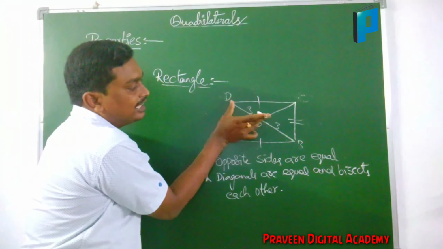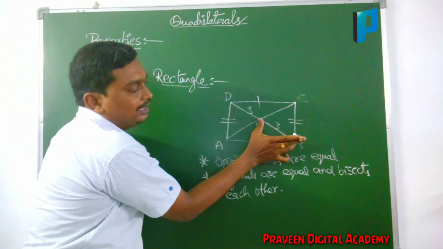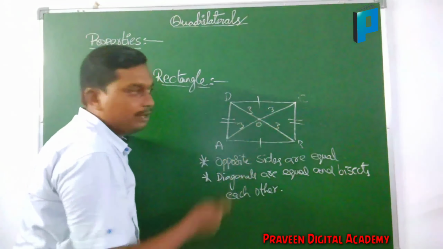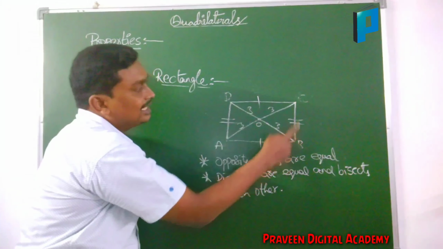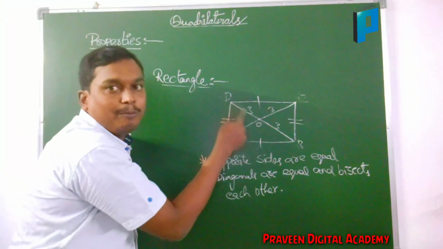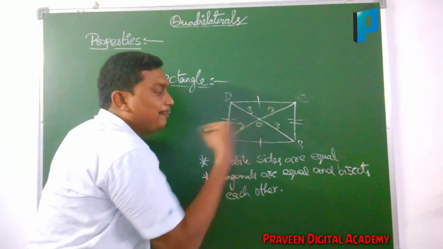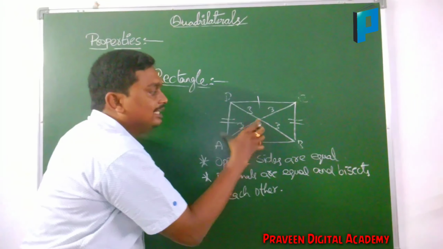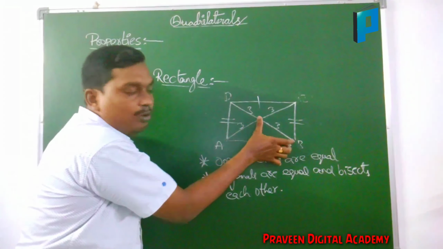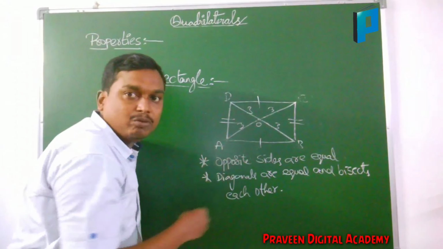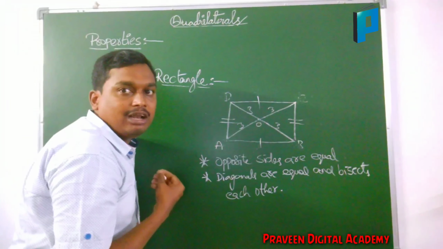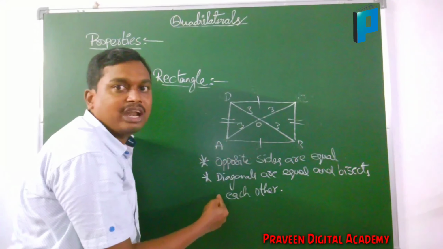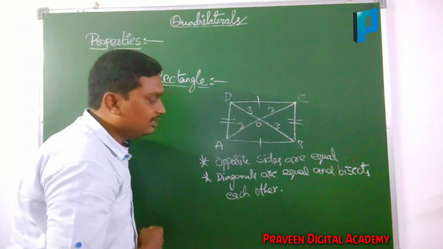If OD is 3, what will be this OB? 3. What is this OA? 3. What is this OC? Also 3. The total BD is 6, AC is 6. So diagonals are equal. Here bisect each other means OC is 3, OA is 3, OD is 3, OB is 3. Bisect means dividing into two equal parts. Diagonals dividing into two equal parts is called diagonals bisect each other.